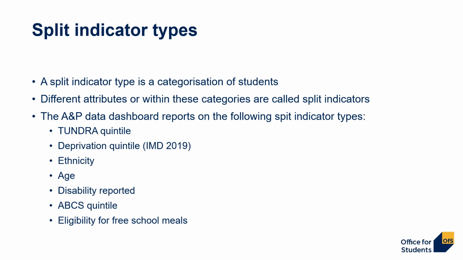The Access and Participation Data Dashboard reports on 7 split indicator types, which are Tundra Quintile, Deprivation Quintile by IMD 2019, Ethnicity, Age, Disability Reported, ABCS Quintile, and Eligibility for free school meals. Some additional split indicator types are available in the detailed view of the data dashboard. These split indicator types allow users to see a disaggregation of the data to understand inequalities further.